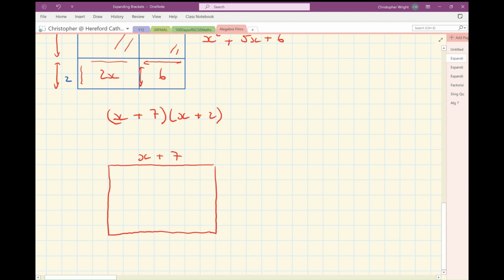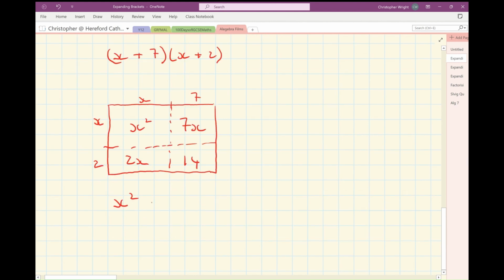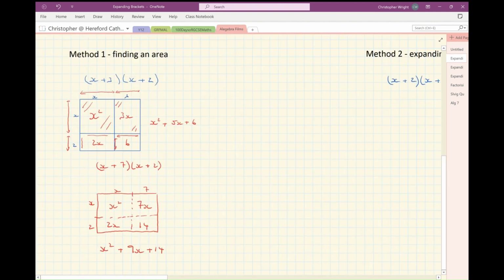I'm just drawing it in freehand. So this is x to here and 2 to there. Okay, and this is x to here, x to here perhaps, and 7 there. Right, split it up, and I've got my 4 parts of the rectangle. x times x is x squared, 7 times x, 2 times x, and 2 times 7. So altogether I can see that's x squared plus, I've got 7x and 2x, 9x plus 14. So that's method 1, using an area.